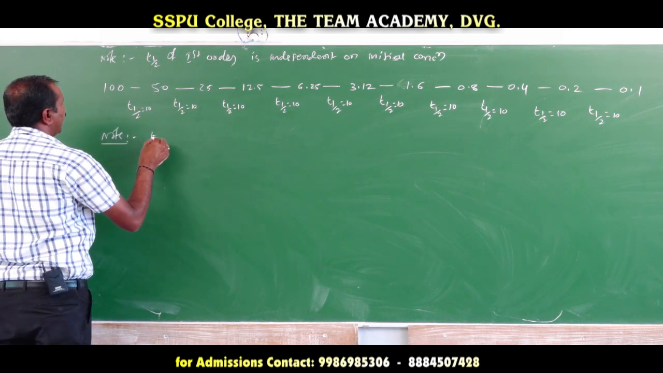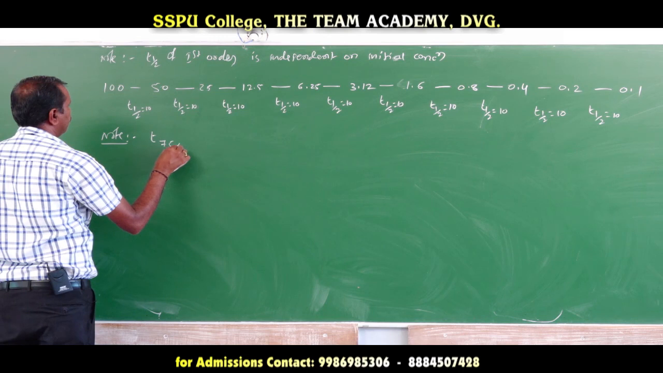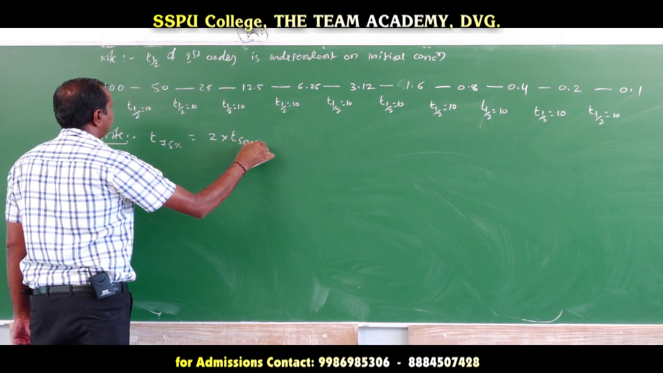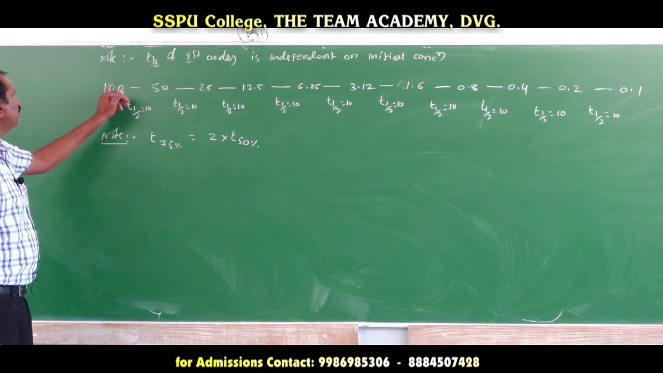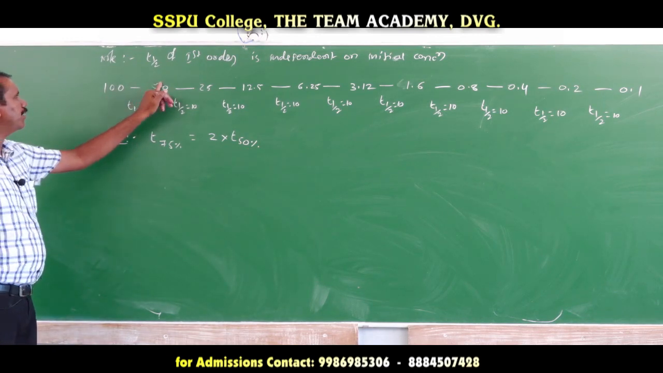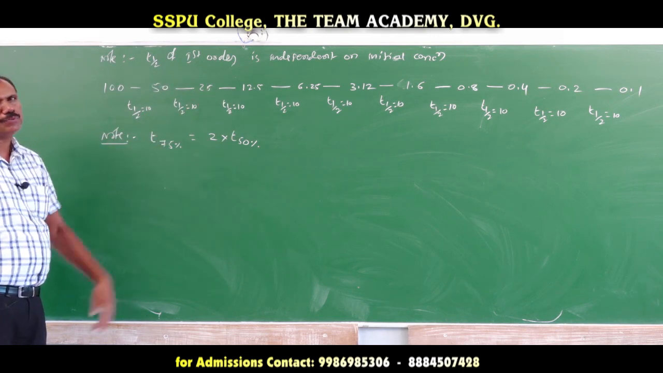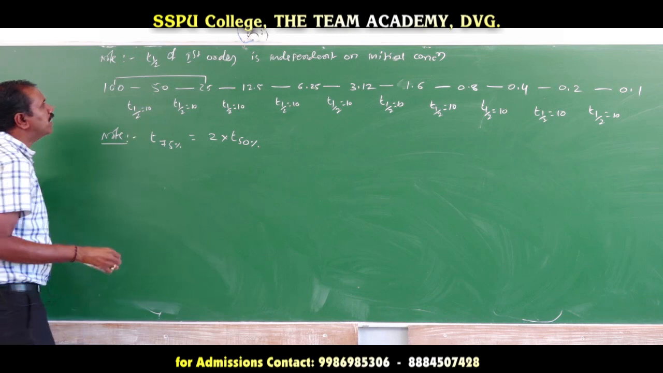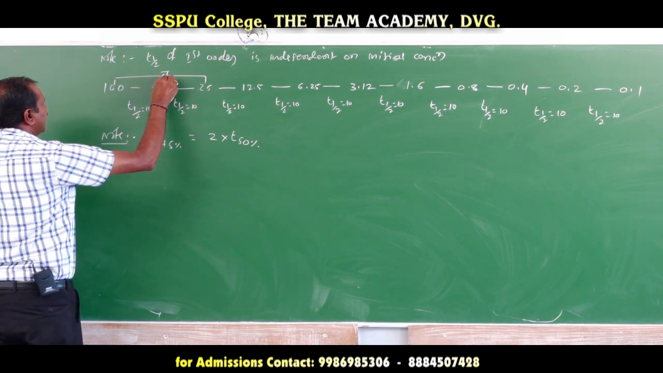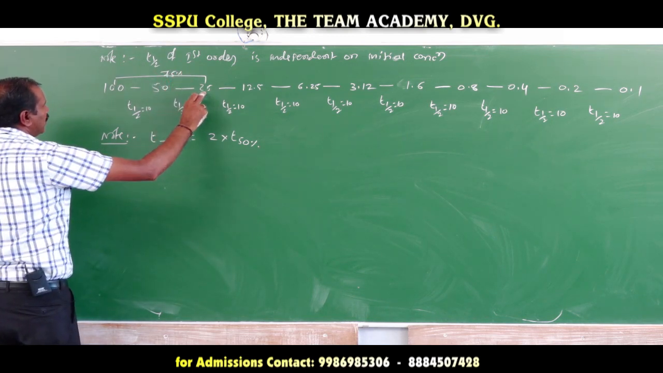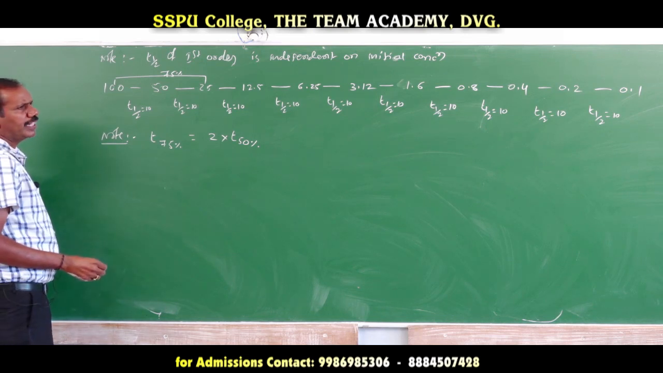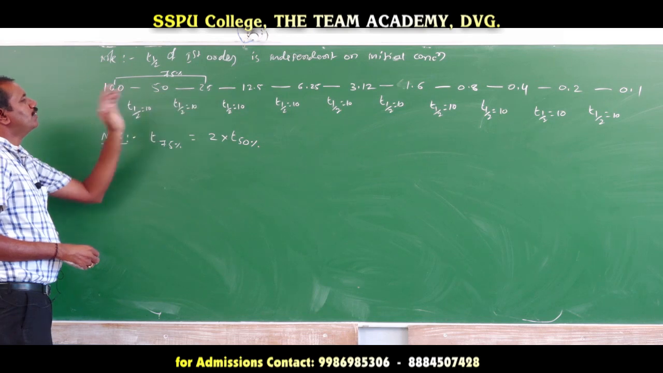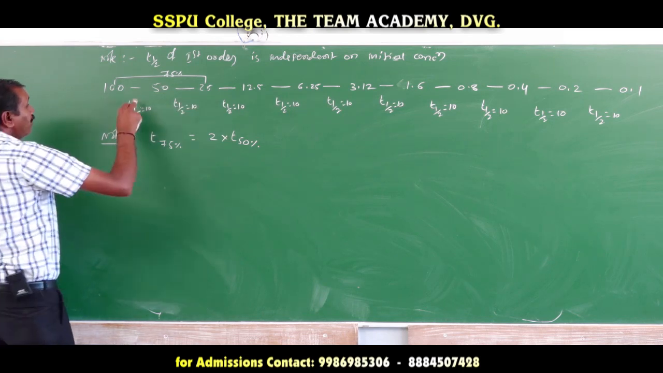T 75% conversion is equal to 2 into T 50% conversion. 100 becomes 50, that is 50% conversion. 50 becomes 25, another 50% conversion. 75% conversion means 100 becomes 25. The reacted reactant is 75%, left behind is 25. Then how many half-lives are required?